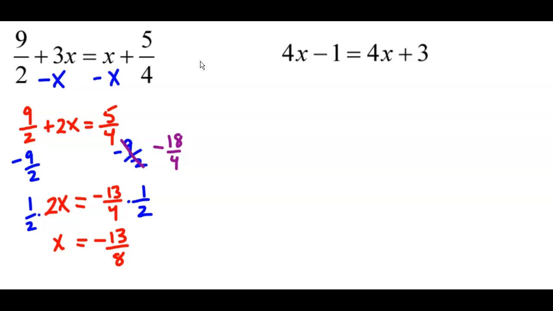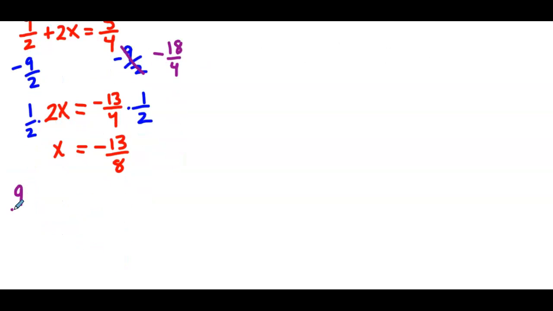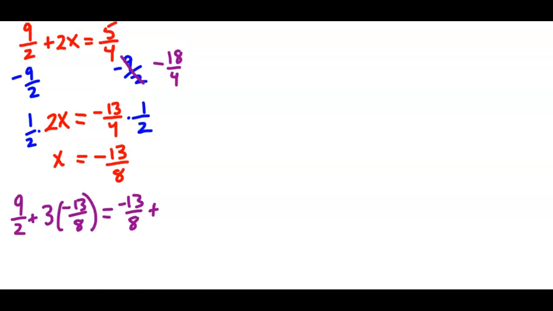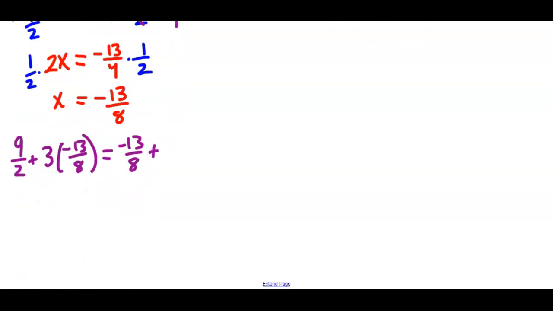So now plugging in to check our work, we have 9 over 2 plus 3 times negative 13 over 8 equals negative 13 over 8 plus 5 over 4.